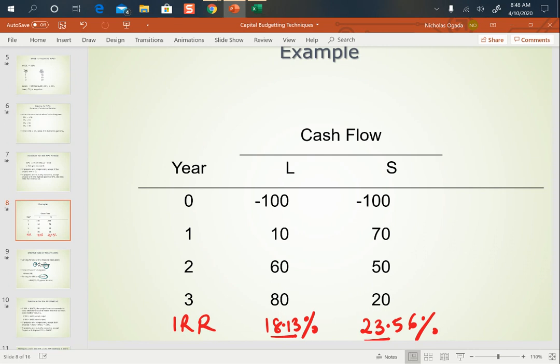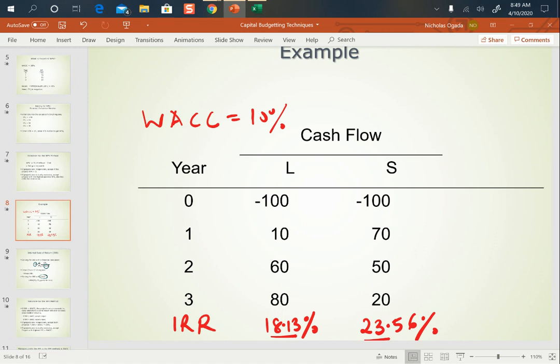Remember what we said with the net present value. With the net present value, we assume the cash flows are being reinvested at the weighted average cost of capital. In our example, we are using 10% as the weighted average cost of capital. Because we're using the same example, it's still 10%. So in one, your expected return is 18, for the other one it is 23.